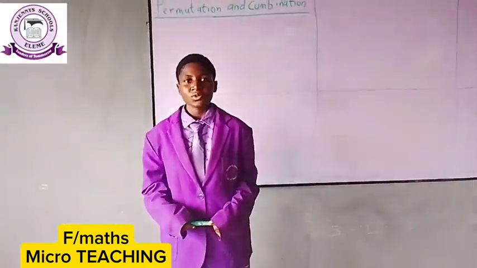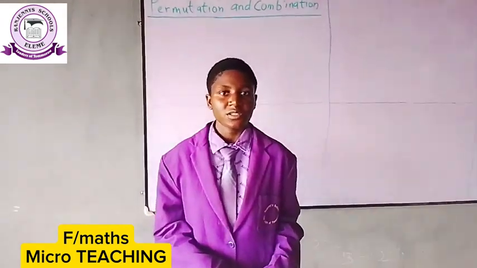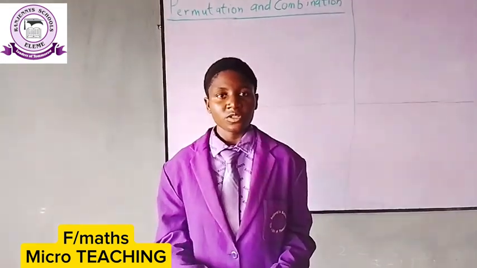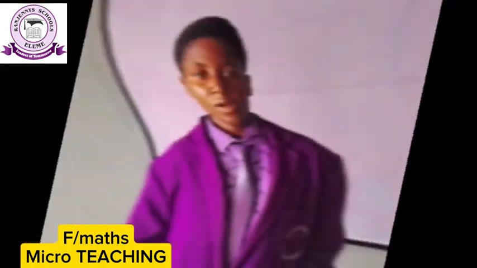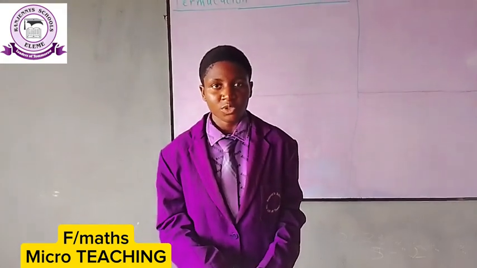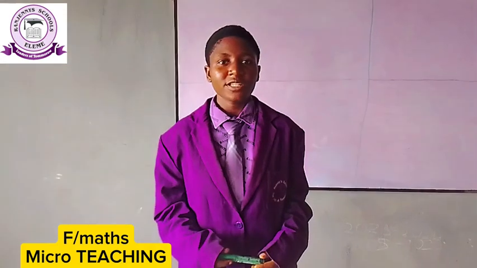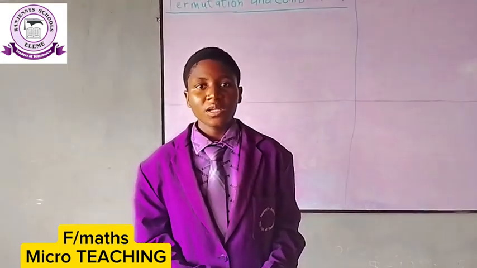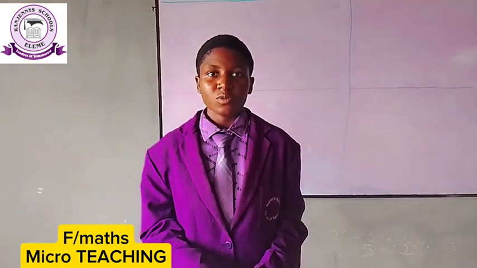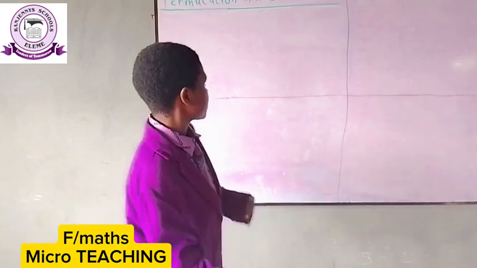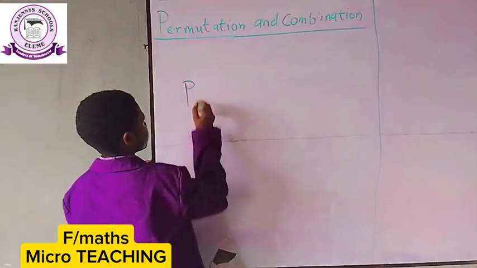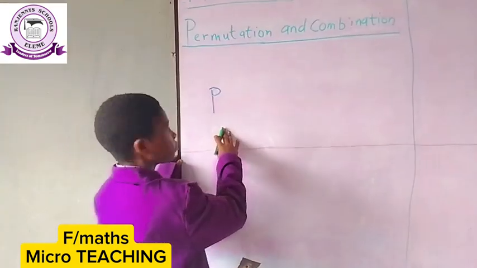My name is Livingston Ozana, and today in mathematics class, I'll be talking on the topic permutation and combination. Firstly, what is permutation? Permutation is the orderly arrangement of things or objects. It is generally represented as, this is the permutation symbol.